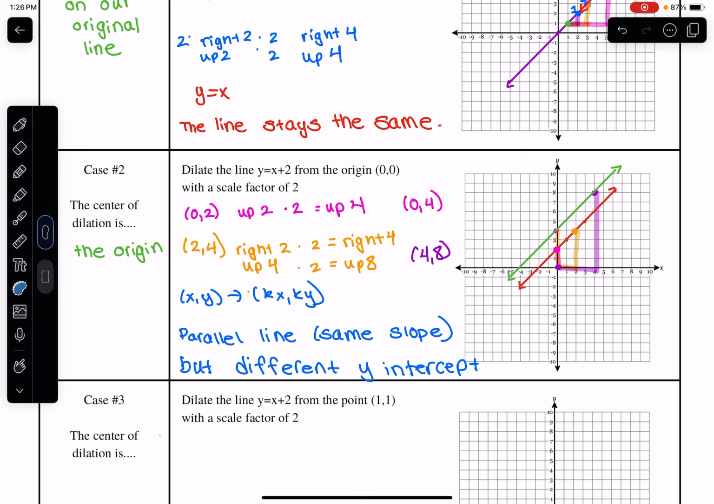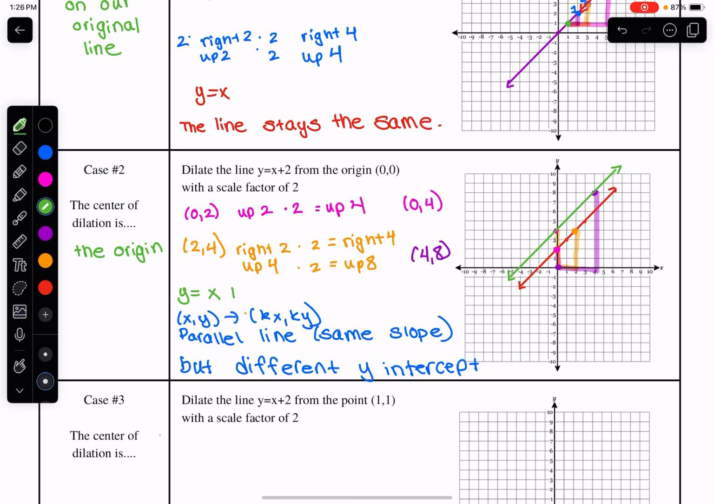Because if I go back and I determine the equation of the line, because that should be your final thing, right? My slope is the same, right? So my slope is going to stay as positive 1, and my new y-intercept is at 4. So this is your new equation. So you could just multiply the y-intercept by your scale factor and keep the slope the same.